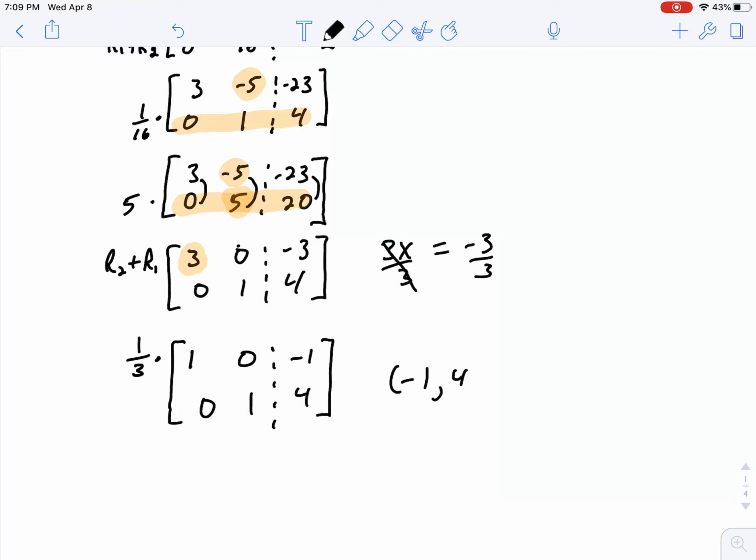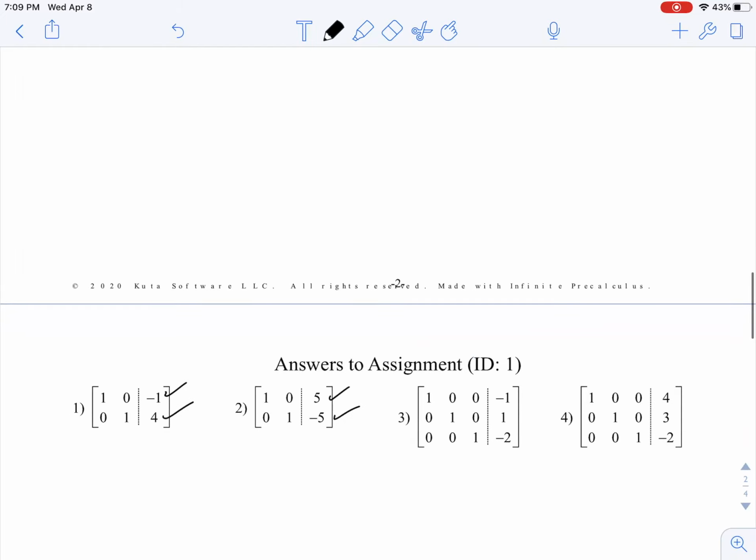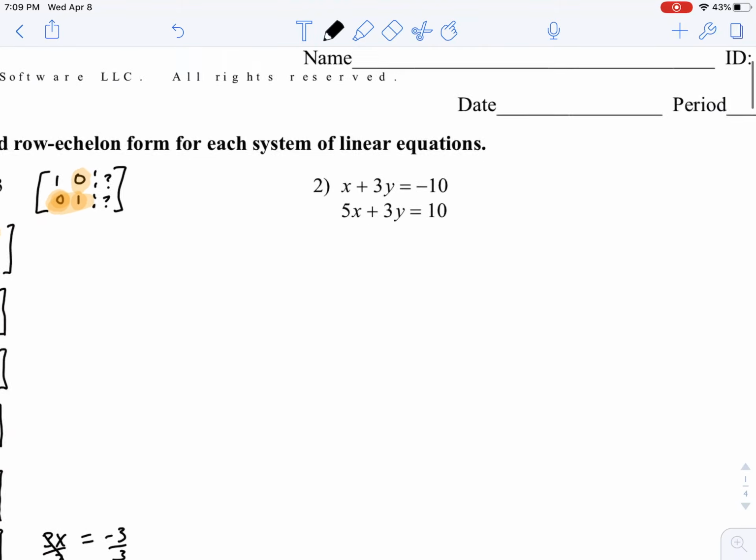Negative 1, 4 should be the answer. Let me scroll down and check number 1. Negative 1, 4. The next one, I'm just going to peek ahead. You can see I was already kind of checking. The next one should be 5 and negative 5. Let's see if we can make that happen.